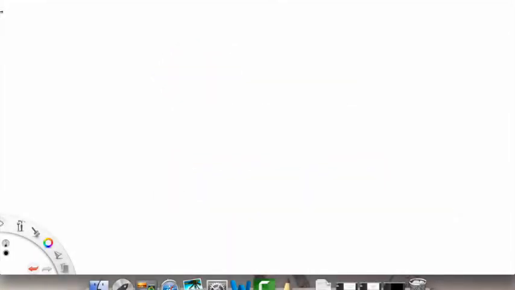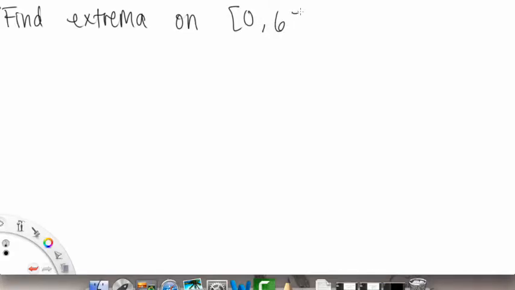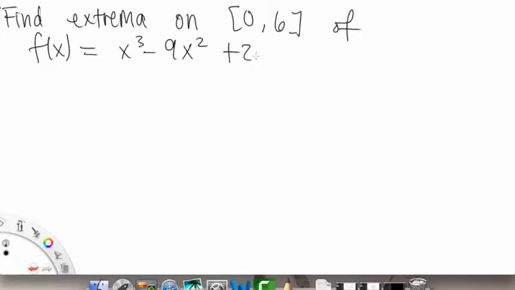Let's say we have to find the extrema, so local maxes and mins. We're going to say the interval is 0 to 6, a closed interval, of course, and then here's our function: f of x is equal to x to the third minus 9x squared plus 24x minus 10. So what's our first step?